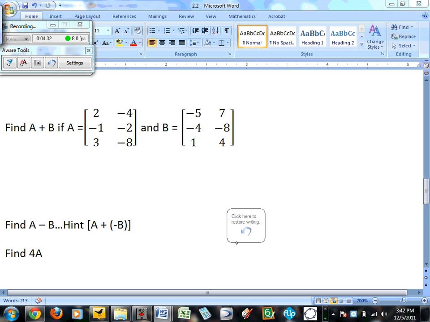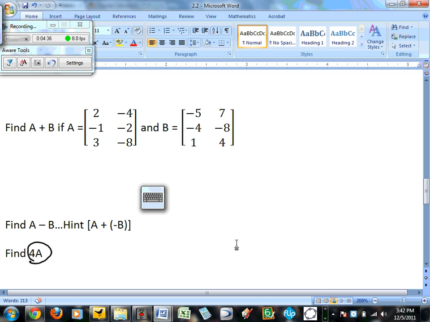Not too hard. It says now to find 4A. Well, this is just multiplying by what we call a scalar multiple. A scalar is just some number that we're multiplying by. So I'm going to multiply this by 4, and all that means is that the matrix 4A is just going to be 4 multiplied by every single element in matrix A. So this is going to be 4 times 2 is 8. 4 times negative 4 is negative 16.